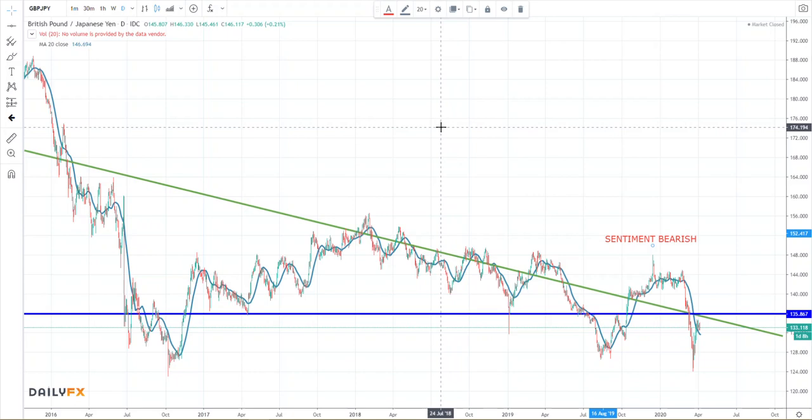We are looking at the daily chart. The date is April 5th, 2020.